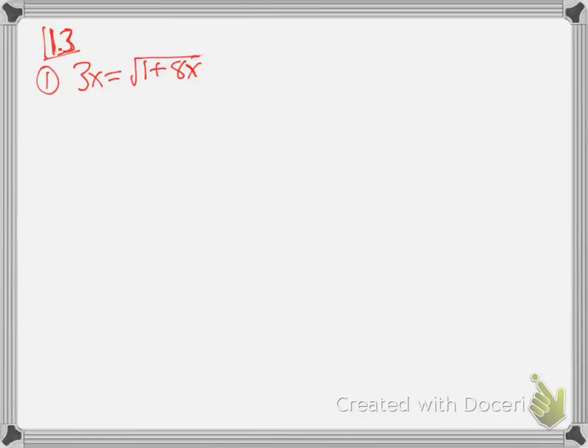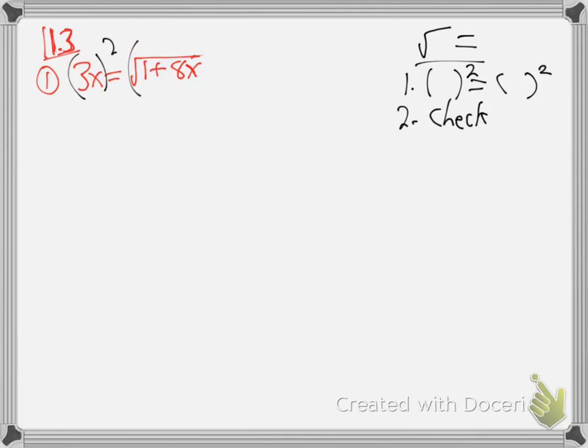Okay, so here we are in 11.3. We're solving a square root equation. So what do you do when you have a square root with an equal sign? So we have here, you have to 2 power both sides, and you have to check your answer.